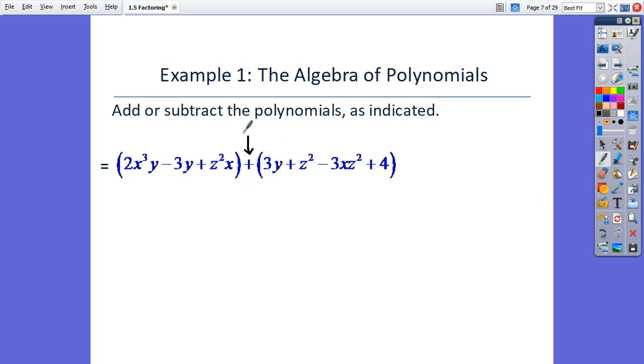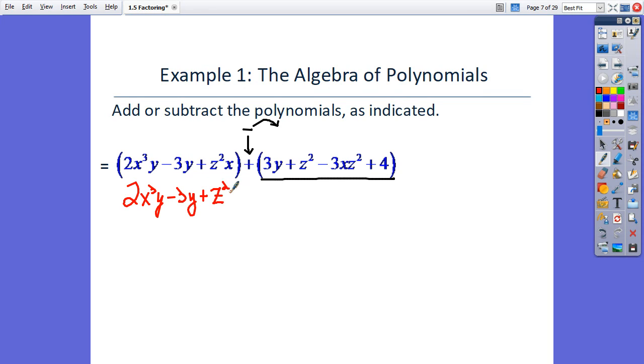And if that is a subtraction sign, and then there's a quantity to the right of it, something like this, we need to make sure that we distribute that minus sign through as we rewrite this. Because I would encourage you to rewrite this without bubbles. And to do that, we may need to distribute a negative. So we have 2x cubed y minus 3y plus z squared x.